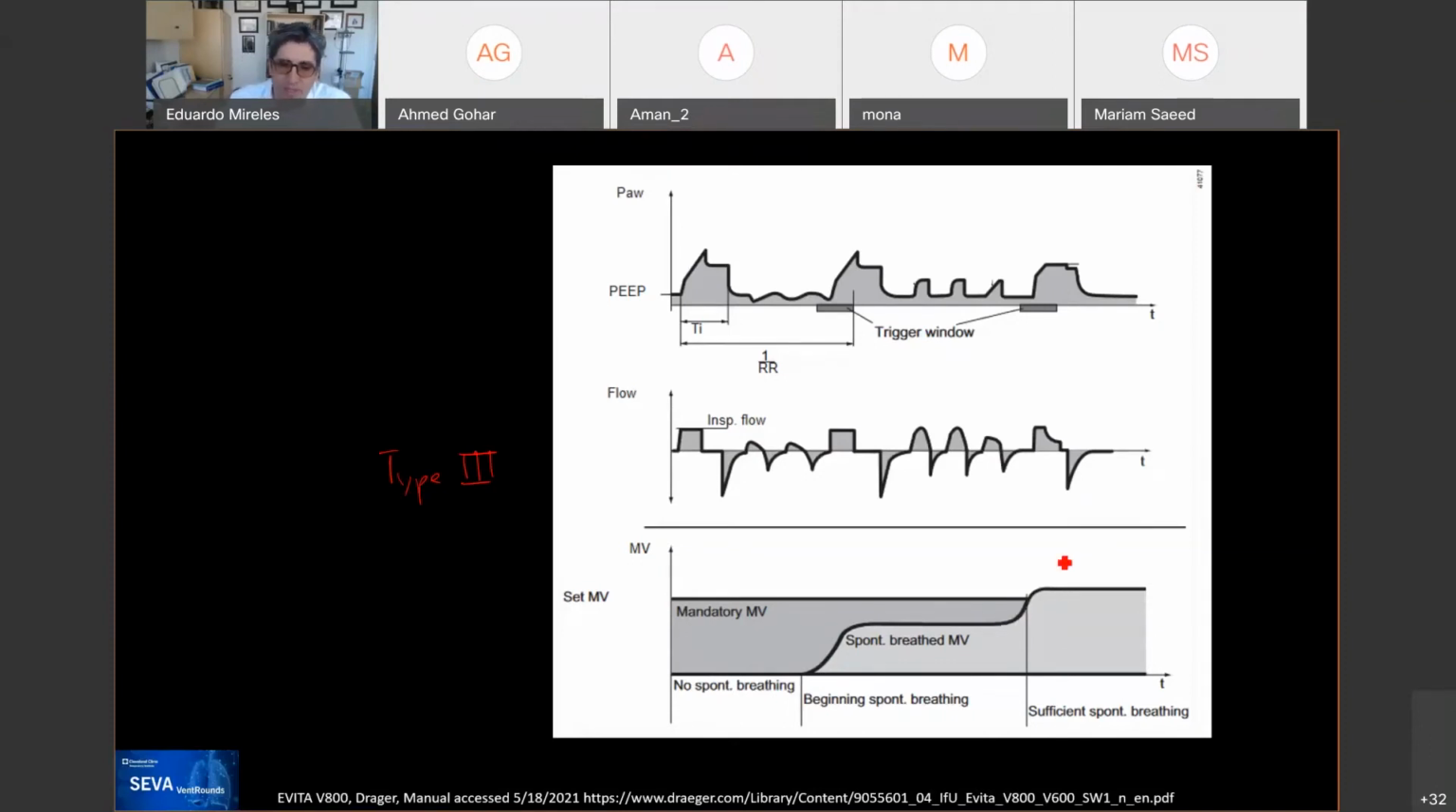So this is another implementation that you can imagine, with a specific patient, perhaps coming out of anesthesia, in which you want them to progress from being fully dependent on the ventilator all the way to breathing spontaneously. So it's another implementation of type 3.